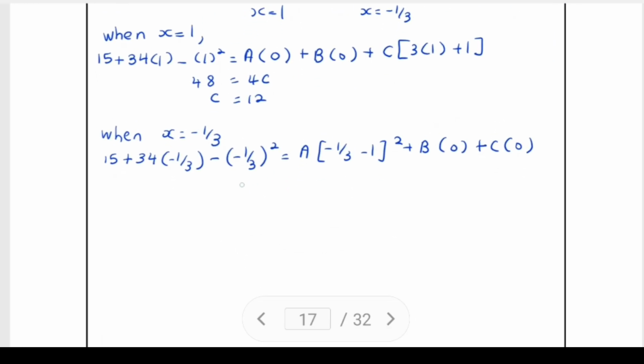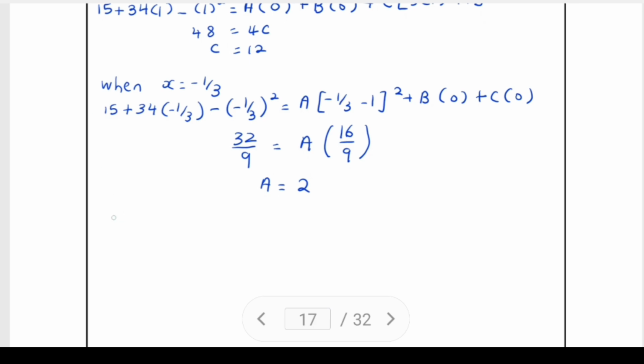We're going to get 32 over 9 on the left hand side, and on the right hand side we have a times 16 over 9. So a equals 2. Next, we have to choose another x to be substituted into the equation. So we choose x equals 0.